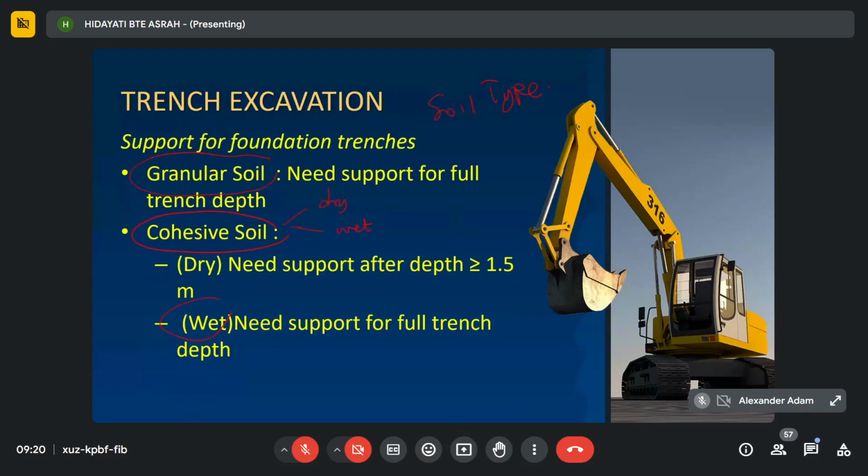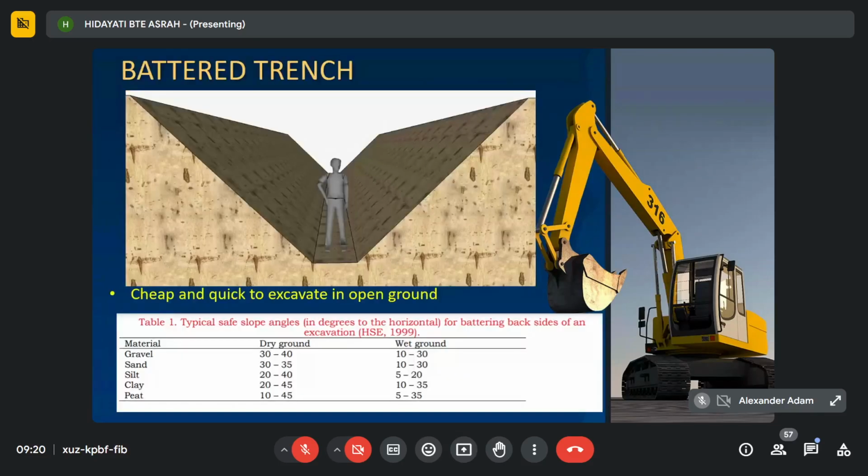So, the basics of how you consider the selection of trenches. We look into different types of trenches. Don't confuse trenches with timbering. So these are the types of trenches. Number one is the battered trench.